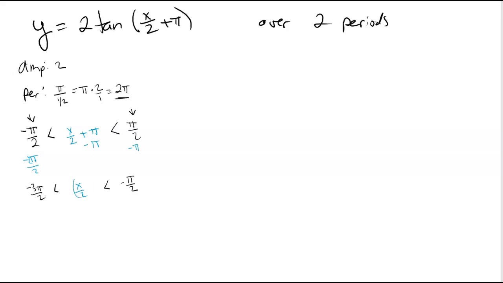I will go ahead and multiply everything by 2, and you will have negative 3 pi all the way to x, all the way to negative pi. So again, notice the start, which is our vertical asymptote, is negative 3 pi. The end, which is also a vertical asymptote, is negative pi. The distance is 2 pi.